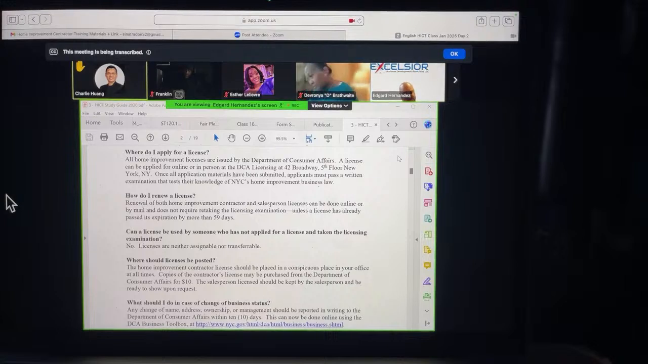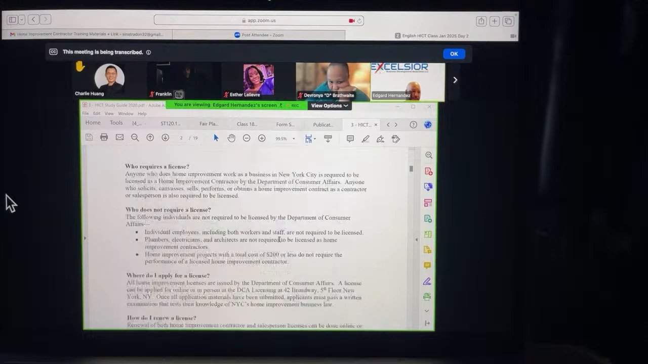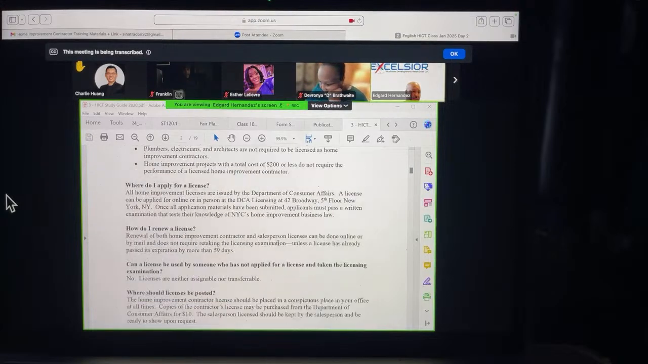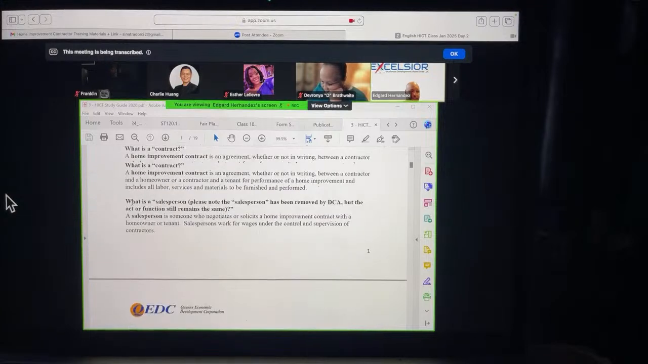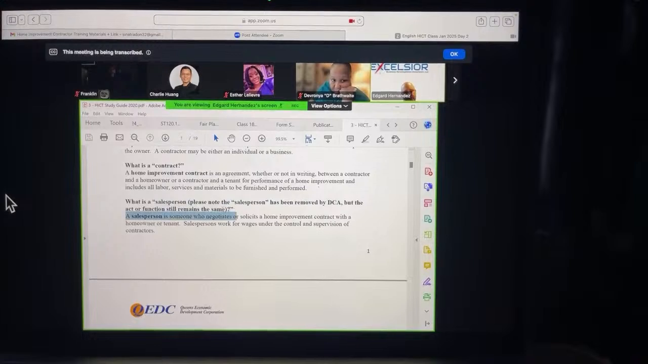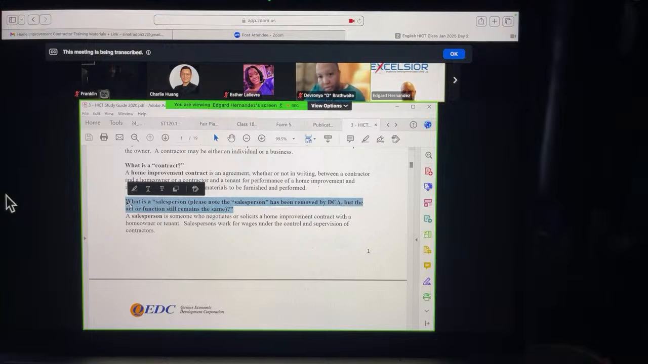Here it says the salesperson license should be kept by the salesperson. So what is a salesperson license? Well, you see over here, let me go back up. This used to be a requirement. So what I did is I didn't want to remove it because sometimes I have people that are partners or people that do sales for the business. And that function still remains.